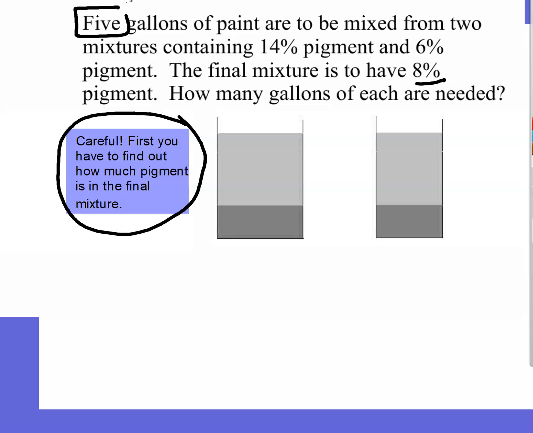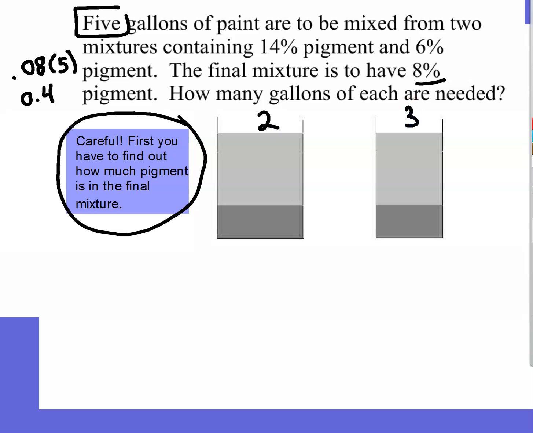So before I can go any further, I need to say, look, I know the two amounts have to add up to 5. But what I don't know yet is how much pigment they have until I figure out what 8% of 5 is. Okay, so 8% of 5 is 0.4. Okay, so I need 5 gallons of paint, and 0.4 gallons of that needs to be pigment. So let's throw a guess up here. Let's just try 2 and 3.